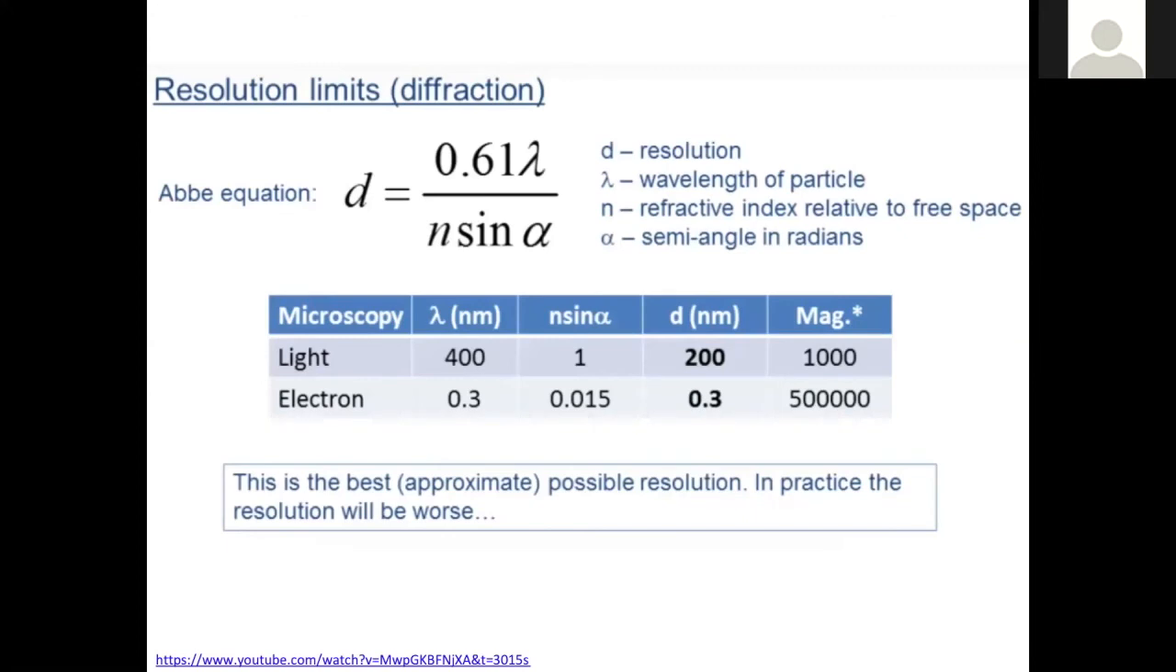That's something you have seen before. That's the Rayleigh criterion, also called the Abbe equation. So resolution d is equal to 0.61 lambda divided by n sine alpha. n sine alpha is also called the numerical aperture. Then let's focus on lambda. By using electrons, lambda decreases dramatically. That's how we improve the resolution.